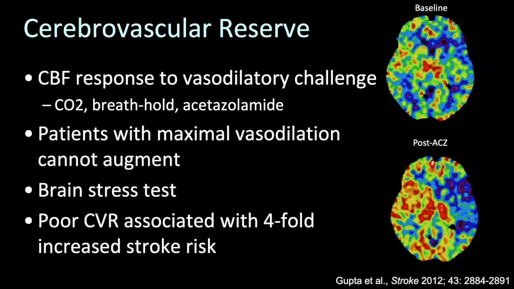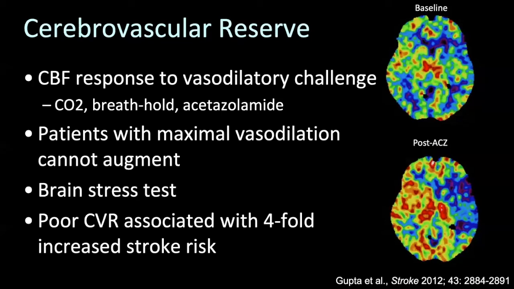This is a measure of how well blood flow increases when you give it a challenge. And you can increase blood flow to the brain in a couple of ways. You can have patients breathe CO2. You can have them retain CO2 by breath hold, or you could give them a drug called acetazolamide, which is typically what we do at Stanford.